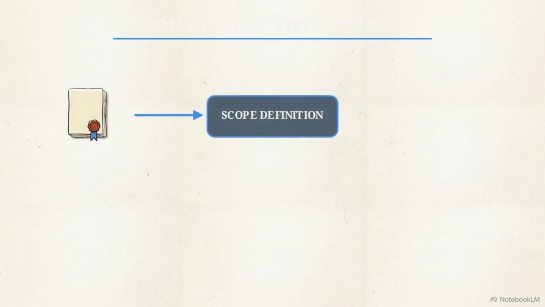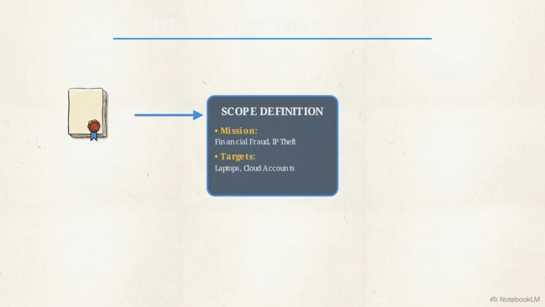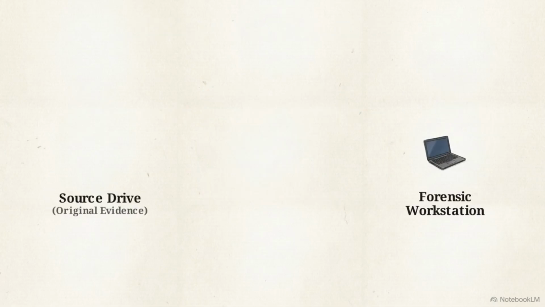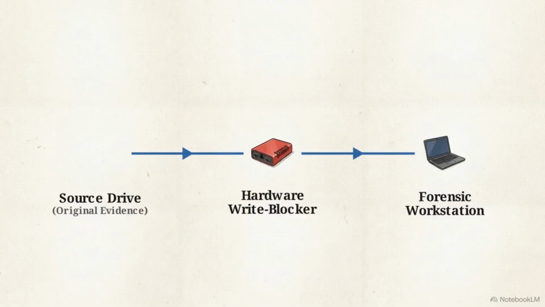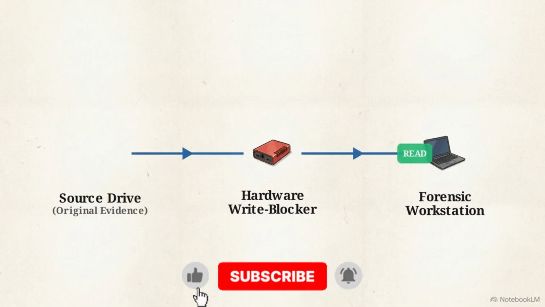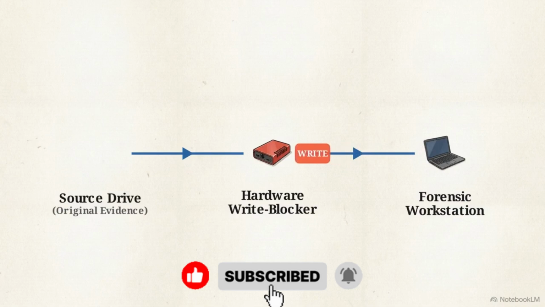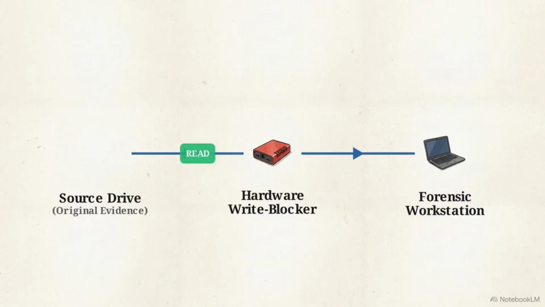Before you touch a keyboard, you establish your legal authority, such as a search warrant. That document strictly defines your technical scope, telling you exactly what you can look for, which then dictates how you assemble your toolkit. The most critical piece of hardware in that toolkit is the write blocker. Think of it as a pair of digital gloves. It creates a physical one-way street, preventing any data from flowing from your forensic workstation back onto the source drive.